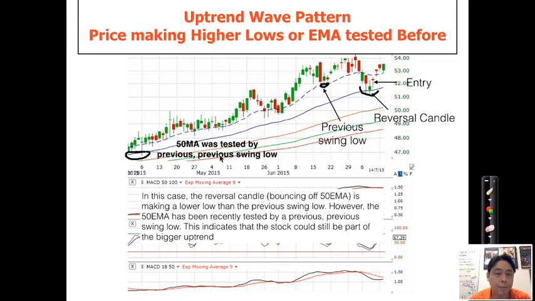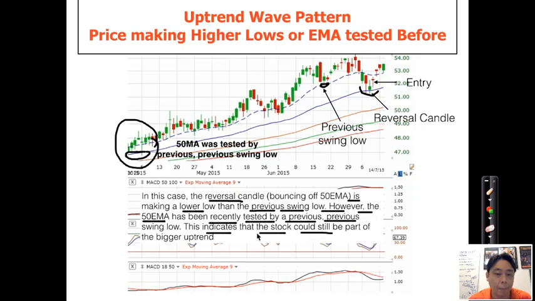Okay, so in other words, in this case, the reversal candle is making a lower low than the previous swing low. However, the moving average that is bouncing off the 50 has been recently tested by a previous swing low over here. This indicates that the stock could be still part of a bigger uptrend, supported by the 50 moving average. So I'll take this trade. So in other words, an uptrend wave pattern exists if the price is making higher lows or the moving average has been tested before. All right?